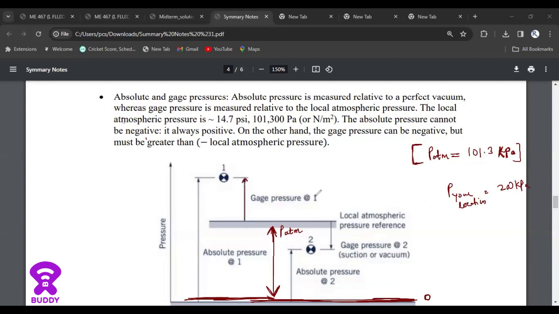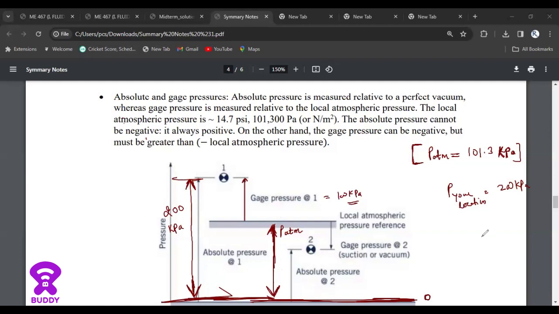So what is the gauge pressure at your location? 100 kilopascal. The remaining 100 kilopascal is what? Atmospheric pressure only. So what is the total value? That's 200 kilopascal, right? Getting my point?